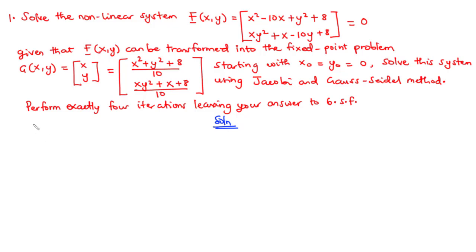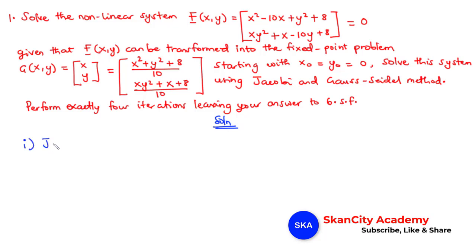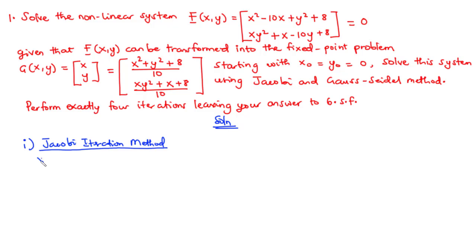So notice that we are solving for the root or solution to a system of nonlinear equations, or better still functions of several variables. That is why this time we have g of xy. First of all, we are going to solve using the Jacobi iteration method. So we have the initial guess x0, y0 to be equal to 0. Quickly, let's start off with the first iteration.